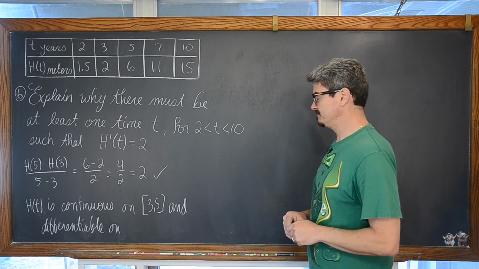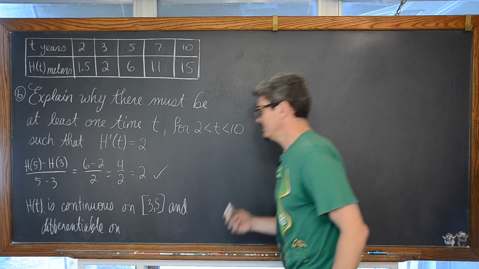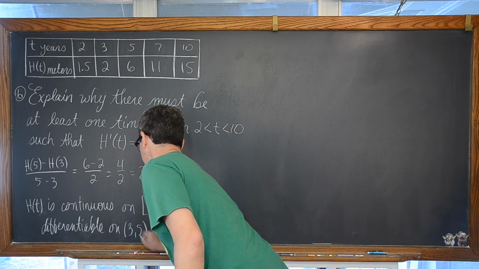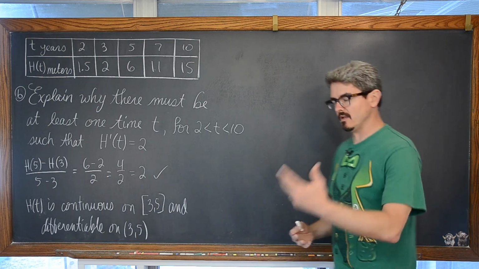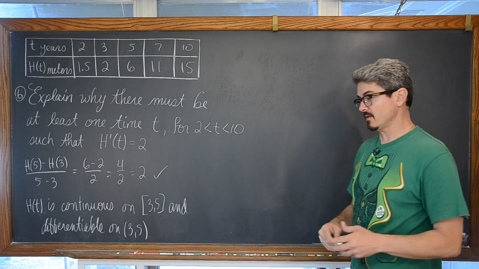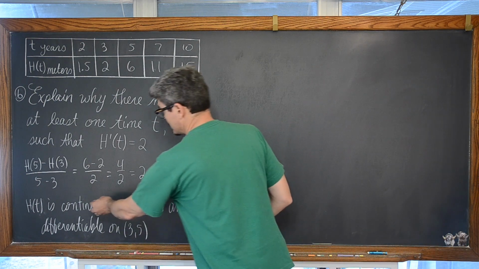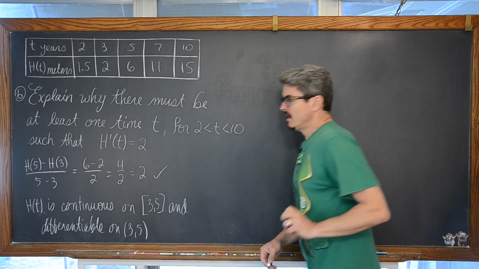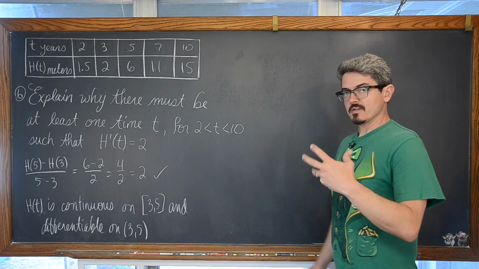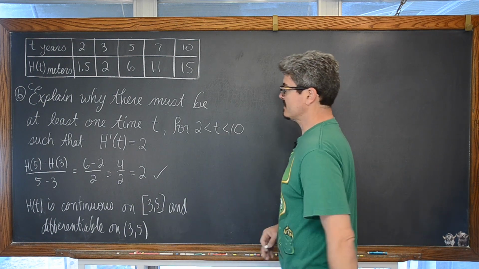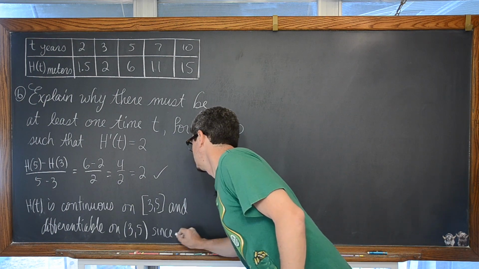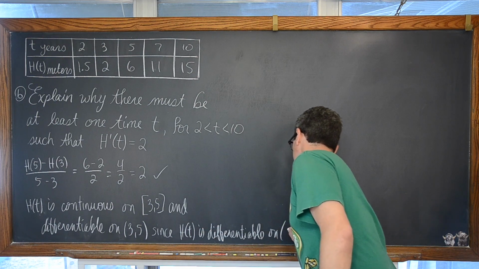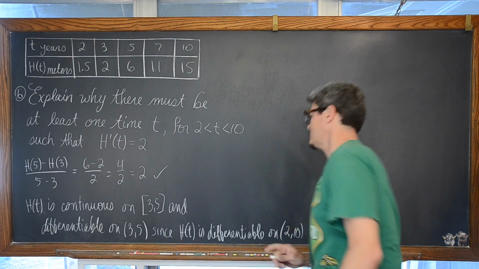On this interval, not sure if this is right or wrong, but I really don't like to say that, because it goes against everything I've said in class, and my textbooks say that you can't take a derivative at an endpoint on a closed interval. So I'm going to say that h of t is continuous on the closed interval from 3 to 5 and differentiable on the open interval from 3 to 5 because it was stated that h of t is differentiable on the open interval from 2 to 10.